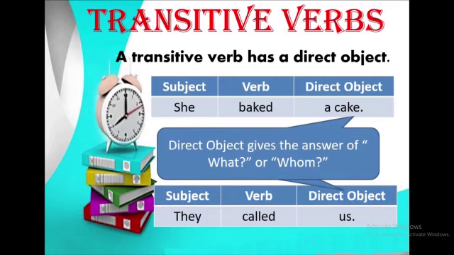So let's see how you are going to identify direct object. Direct object gives the answer of what or whom. So in the first example, she baked what? She baked a cake. In the second example, they called whom? They called us. So here, a cake and in the second example, us, both are direct objects.